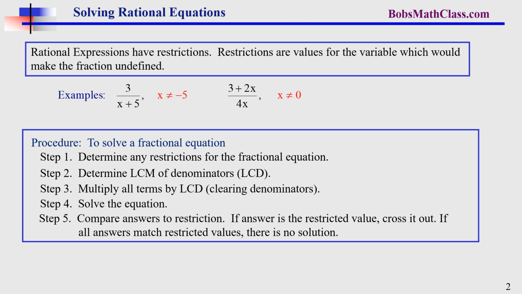So rational expressions have restrictions. Restrictions are values for the variable which would make the fraction undefined. So this first example, 3 over x plus 5, x cannot equal negative 5. It would make that fraction undefined. The second example, 3 plus 2x over 4x, x cannot equal 0. Again, it would make that fraction undefined.